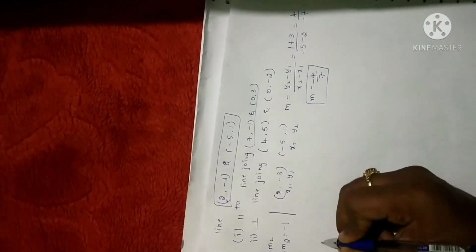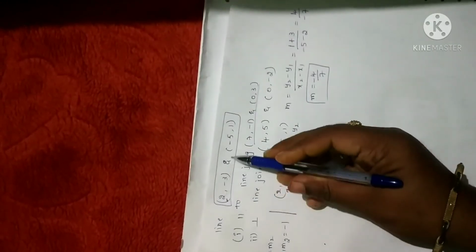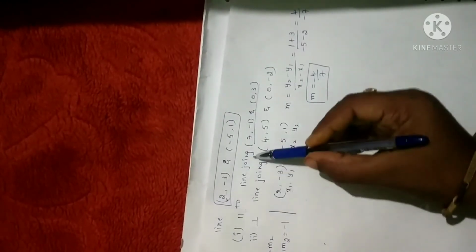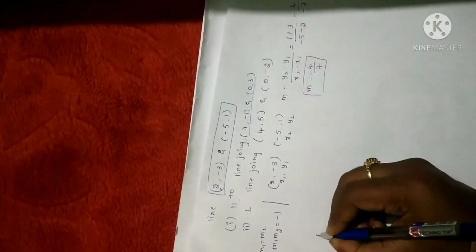So the value of m for the original line is minus 4 by 7. Fine. Now let me solve the first sub question. The second sub question you have to do. So please listen carefully. First one is, we have to prove this line's slope is parallel to this line, in the sense these two slopes should be equal, right? First sub question I am solving now.